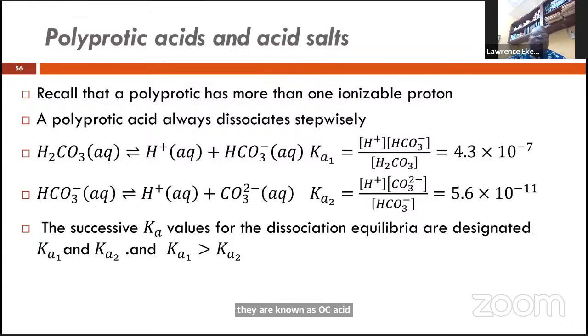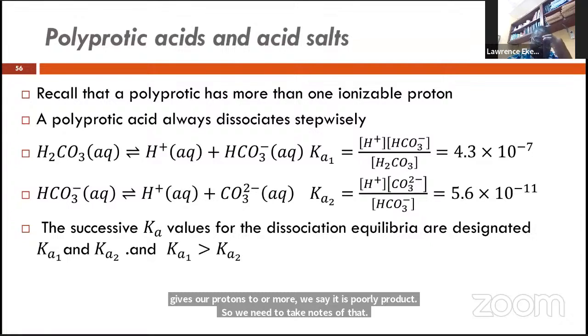Okay, then from there we talked about polyprotic acids, or the basicity of an acid. We mentioned that when an acid donates one proton in water, it is monoprotic. We call it monoprotic or monobasic. When it gives out 2 protons in water, we say it is dibasic or diprotic. When it gives out 3 protons in water, we say it is tribasic or triprotic. However, when an acid gives out 2 or more protons, we say it is polyprotic. So we need to take note of that.